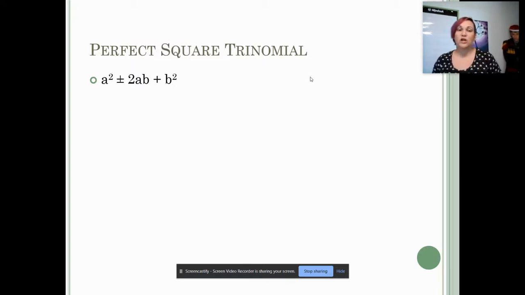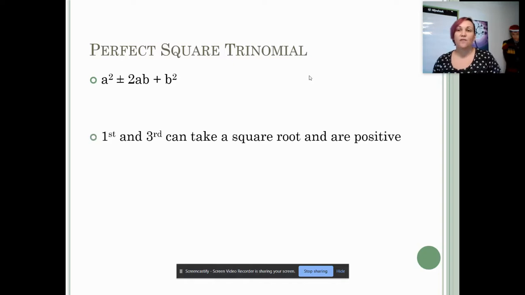So the first thing we need to check for is, can the first number and the third number, can we take the square root of them? Are they perfect squares? Now, x squared is a perfect square, right? Y squared is a perfect square. But we also want to check for the numbers. So perfect squares are numbers like 1, 4, 9, 16, 25, numbers that we know the square root of. So that would be the first one and also the last one. And the first and last numbers also have to both be positive. So a perfect square trinomial will not end the problem with a minus sign.